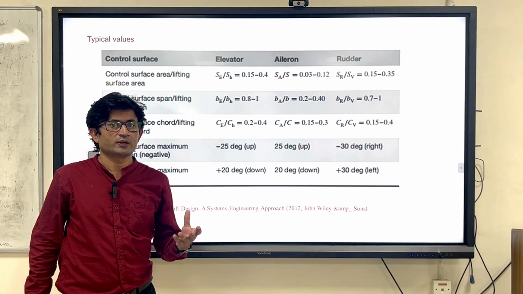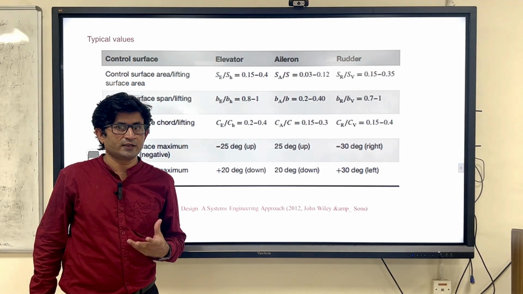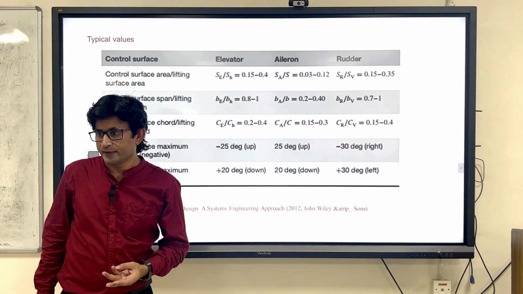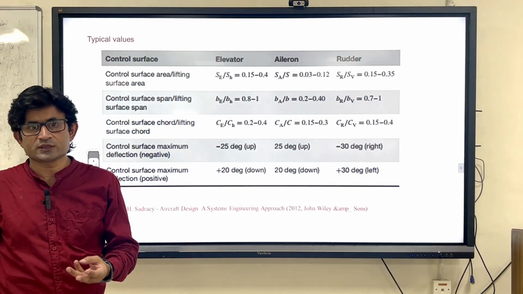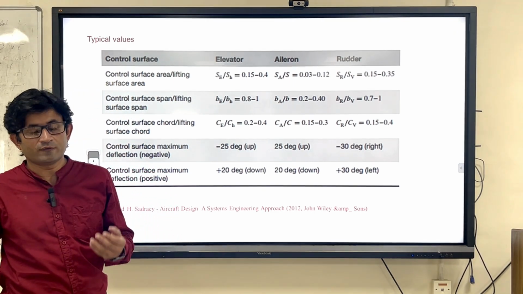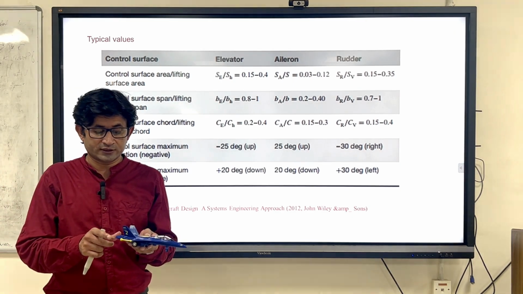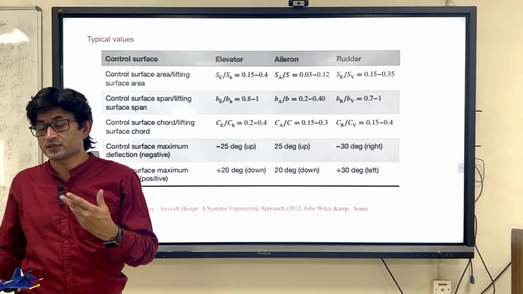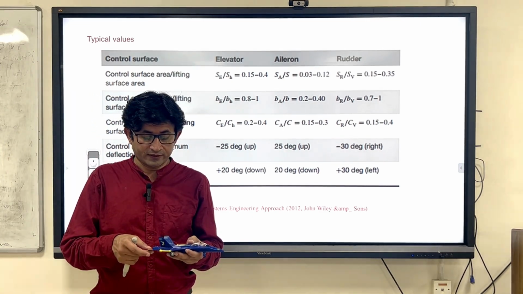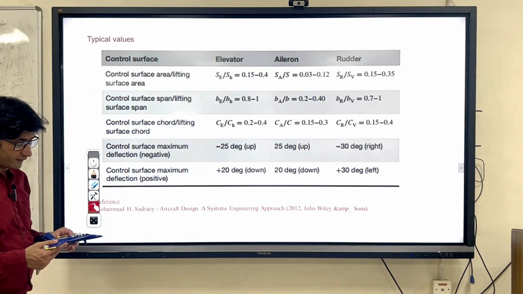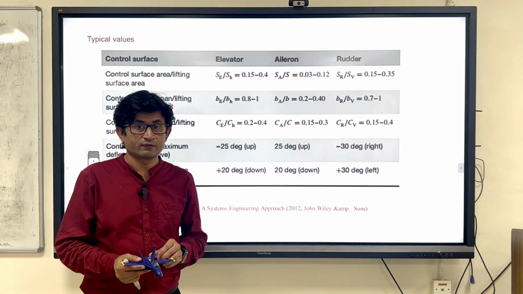From this data you can take the ratio, and already you have the wing area, vertical tail area and horizontal tail area. So with respect to that you can size the control surfaces, and you have the span of the wing, the span of the horizontal tail, and the span of the vertical tail. So based on this you can size the aileron, elevator and rudder span, and you have the chord of the wing, horizontal tail and vertical tail.